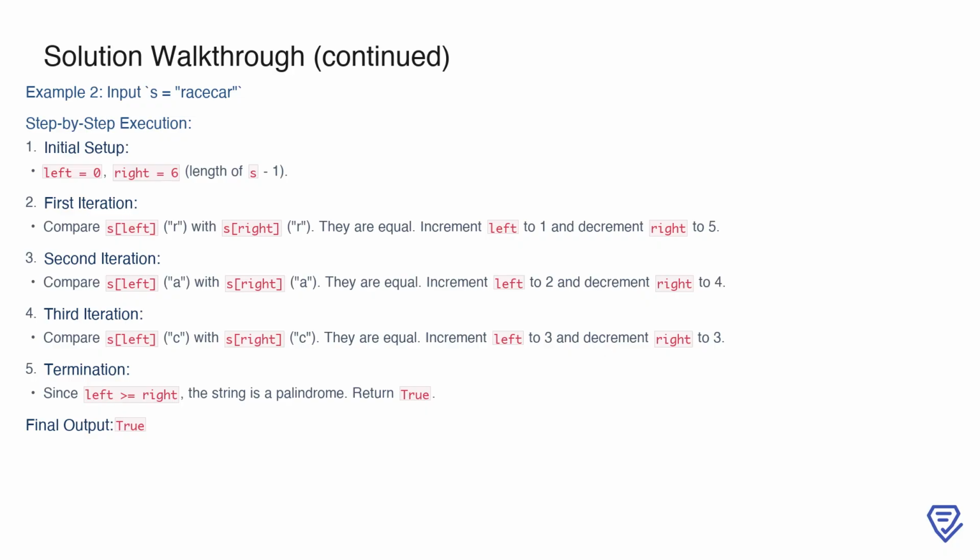We continue by incrementing left to index 2 and decrementing right to index 4. In the third iteration, the characters at these positions are both C, which are equal. At this point, we advance the left pointer to index 3 and the right pointer to index 3. Since the left pointer is now greater than or equal to the right pointer, we know the entire string has been checked and is a valid palindrome without needing any modifications. Therefore, the output is true.